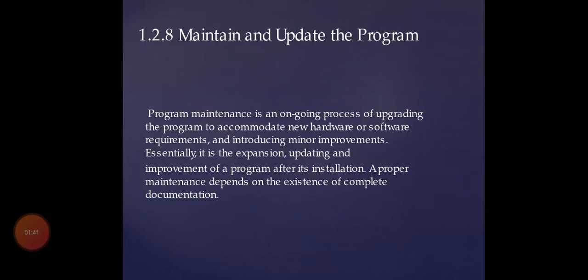Next, maintain and update the program. Program maintenance is an ongoing process of upgrading the program to accommodate new hardware or software requirements. Suppose you were running Windows XP. Now this is the time to run Windows 7 or Windows 10. So you will update your software and hardware and introduce minor improvements. Essentially, it is the expansion, updating and improvement of a program after installation.